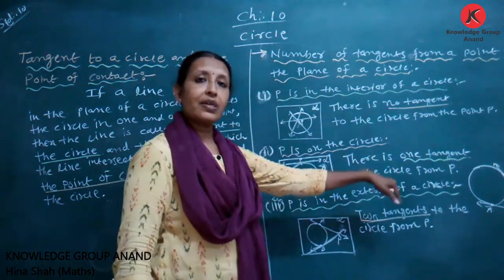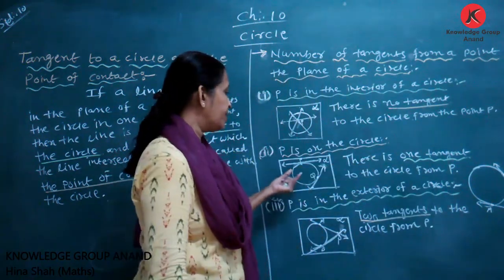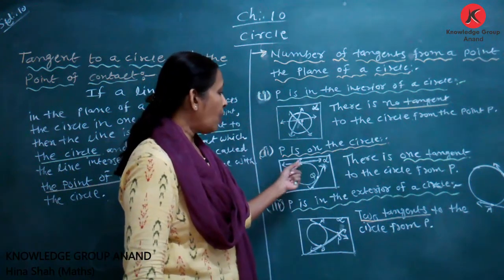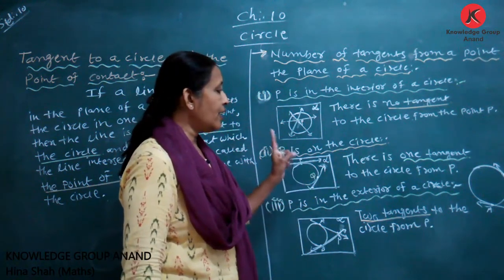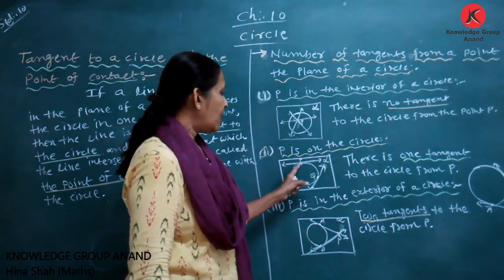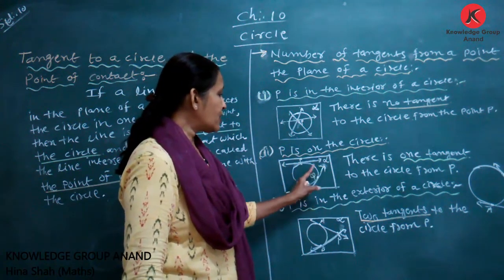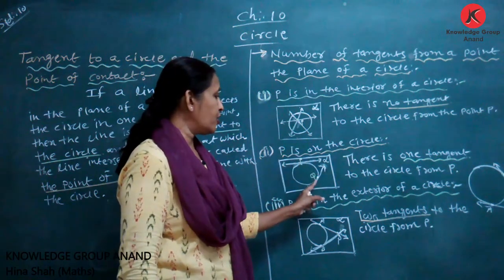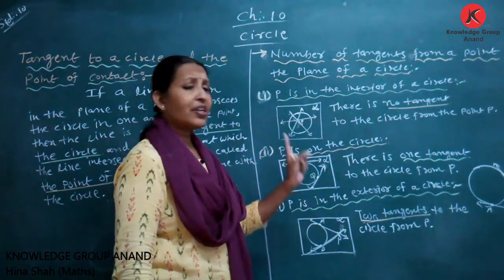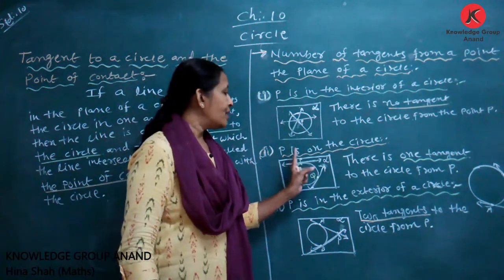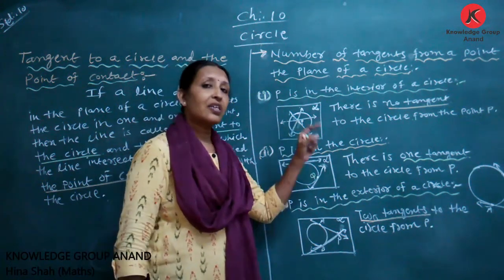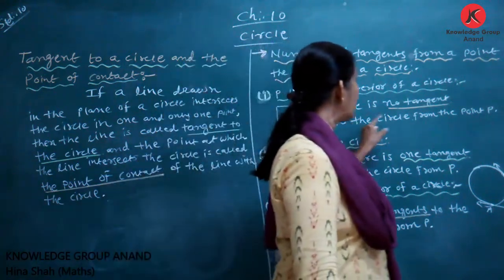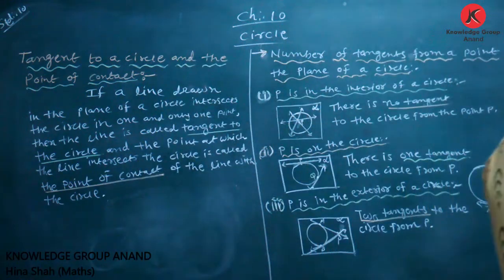Okay. For a point outside the circle in the plane, there are two tangents. For a point on the circle, there is only one tangent. Suppose P is on the circle, only one point, one tangent. Here Q, here R, only one tangent from each point. And for a point inside the circle, there is no tangent to the circle from the point P.